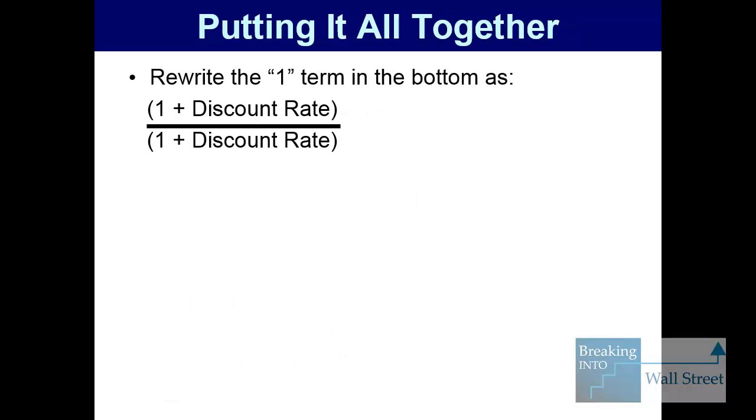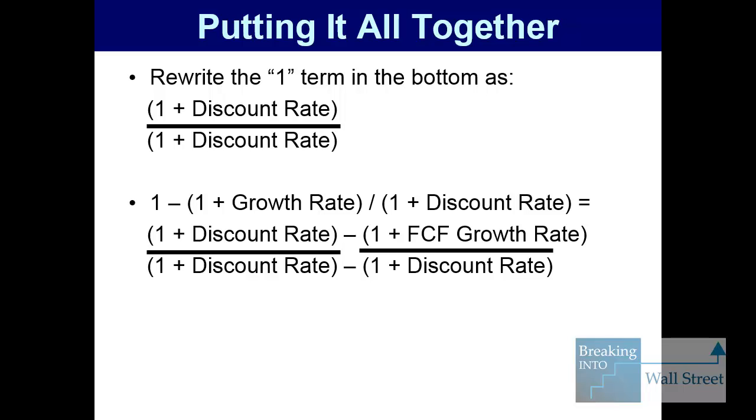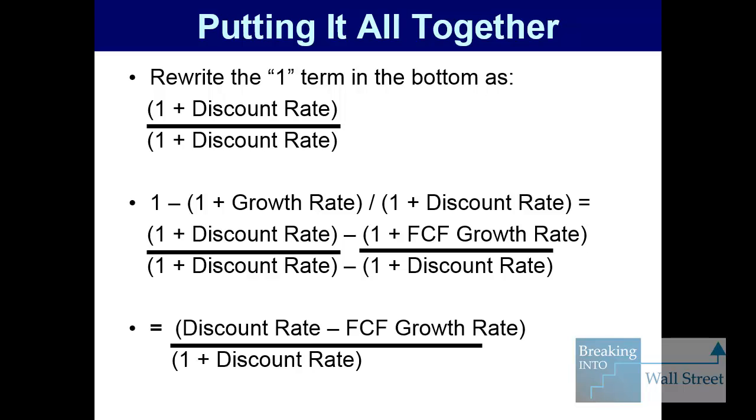So the first thing we're going to do is rewrite the 1 term in the bottom, the 1 in 1 minus R, as 1 plus the discount rate divided by 1 plus the discount rate. So it's the same exact thing, but we're doing that so we can get a common denominator at the bottom. So this whole term becomes what you see on screen. 1 plus the discount rate over 1 plus the discount rate minus 1 plus the growth rate over 1 plus the discount rate. And of course, you can combine those two terms and make it equal to discount rate minus free cash flow growth rate divided by 1 plus the discount rate, because the 1 term on the top just cancels out entirely because you have a positive 1 and then you have a negative 1.